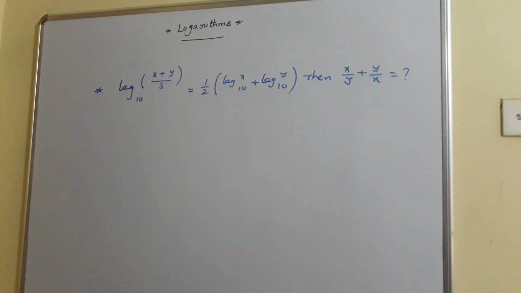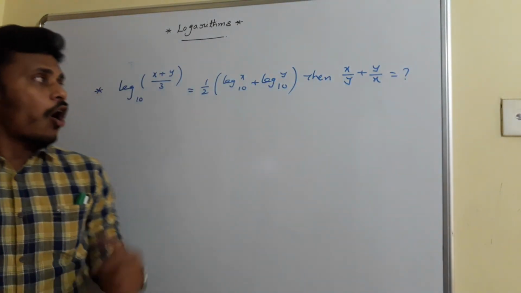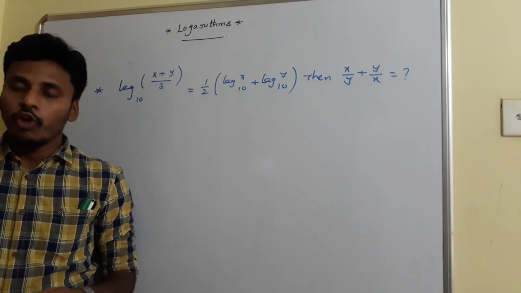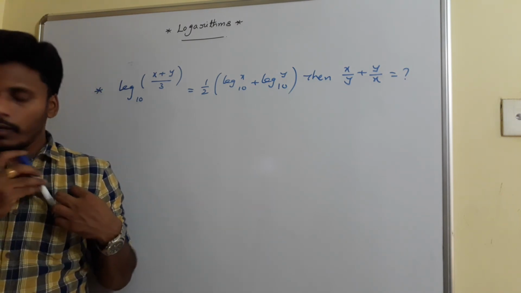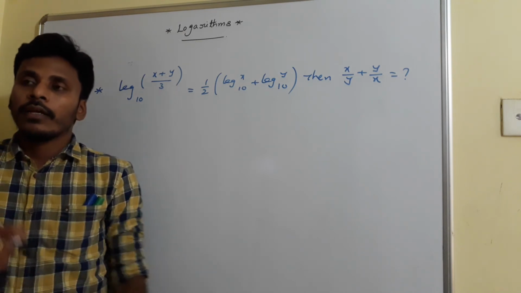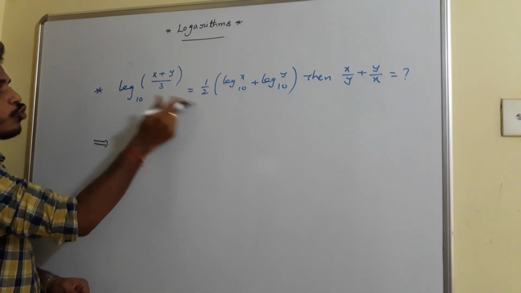Now this is the problem on the board: logarithm of x plus y by 3 base 10 equals half of log x base 10 plus log y base 10. You need to get the value of x by y plus y by x. What does it mean? You need to remove the logarithm, right? First of all, try to simplify. I am sending this to this side.